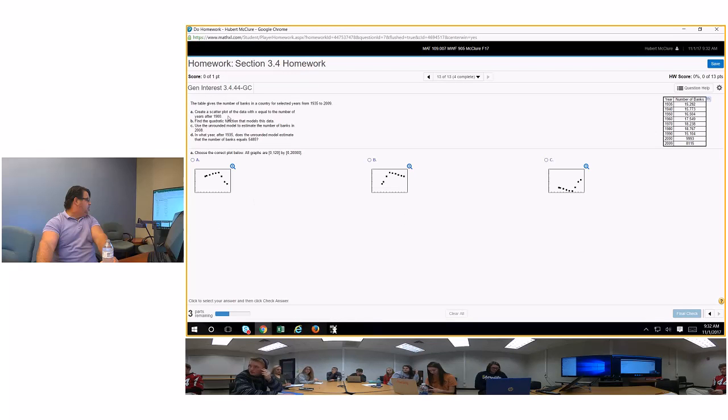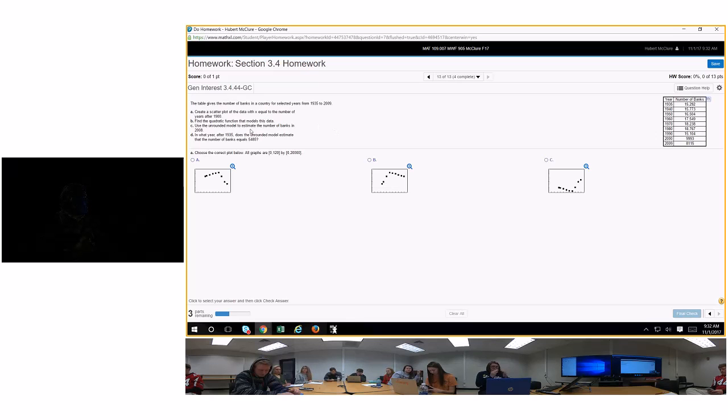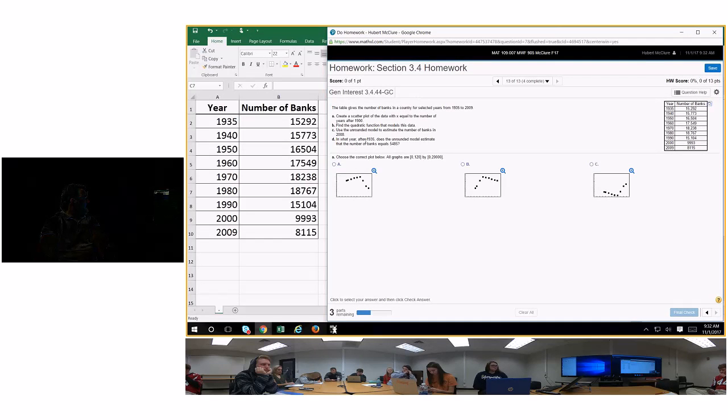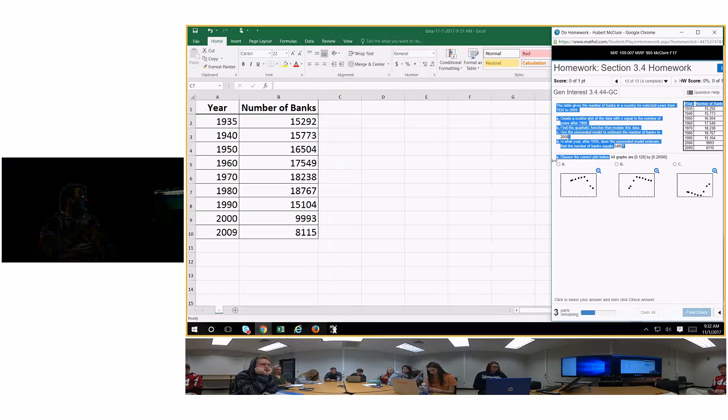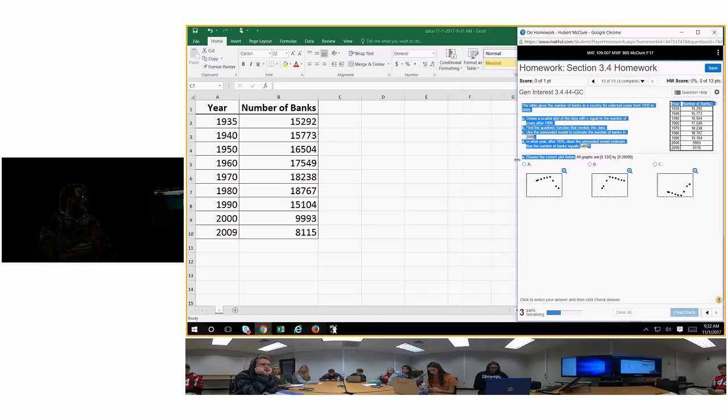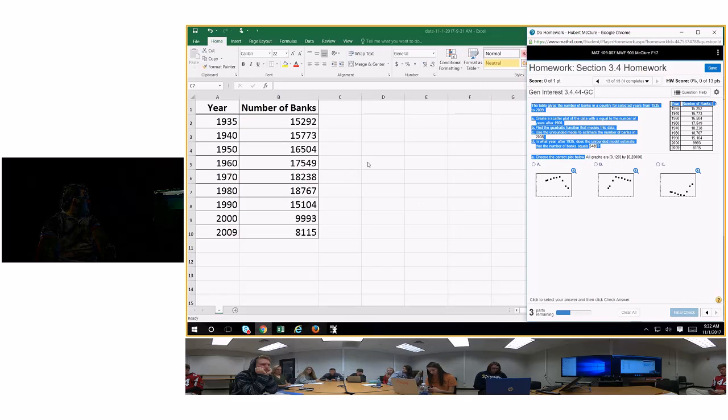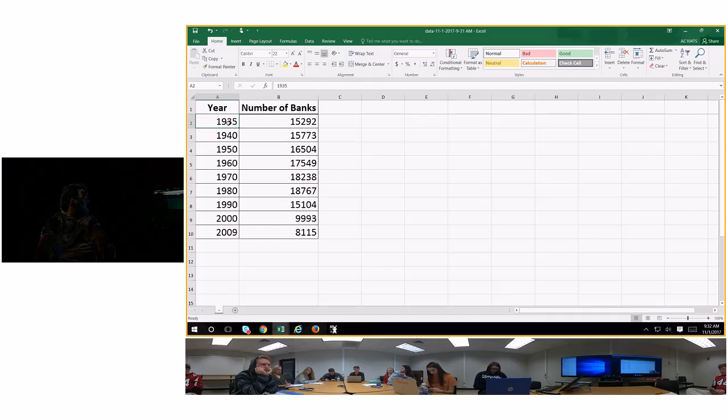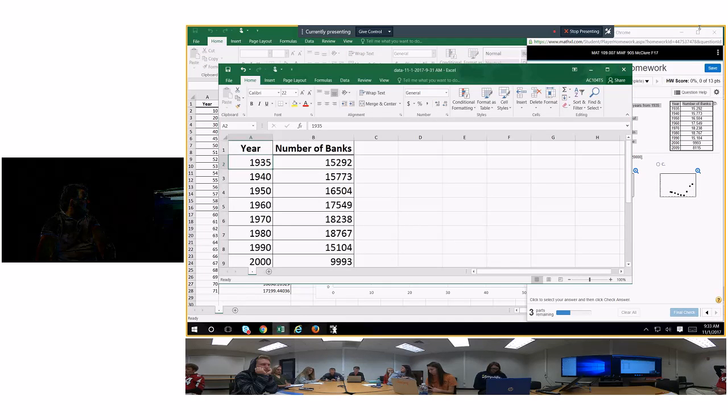Yeah, years after 1900. So that's one of those questions where they want you to change it. Find the quadratic function. Estimate for 2008. And when will the number of banks equal 5,485? So I'm going to minimize this and leave the questions on there. I'm going to change these to 35 and so on.